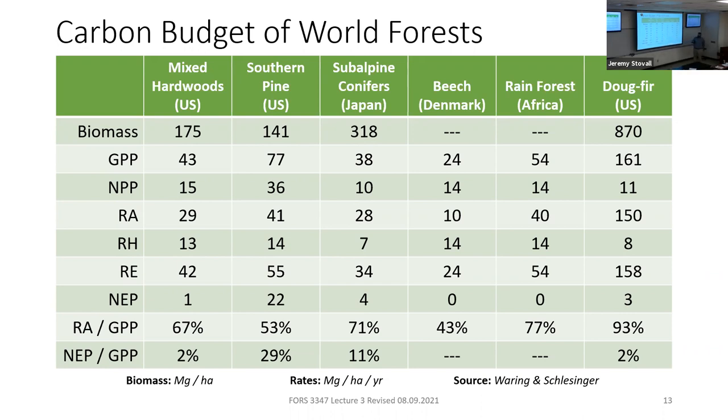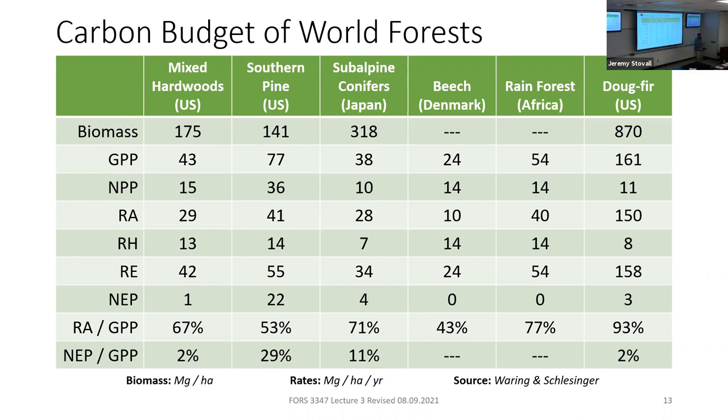And then we've got a couple ratios for you here. Here's autotrophic respiration divided by gross primary productivity. So that's basically carbon out of the tree divided by carbon into the tree. So it's giving you that ratio there, and then NEP over GPP. So that's going to be net ecosystem production divided by GPP.